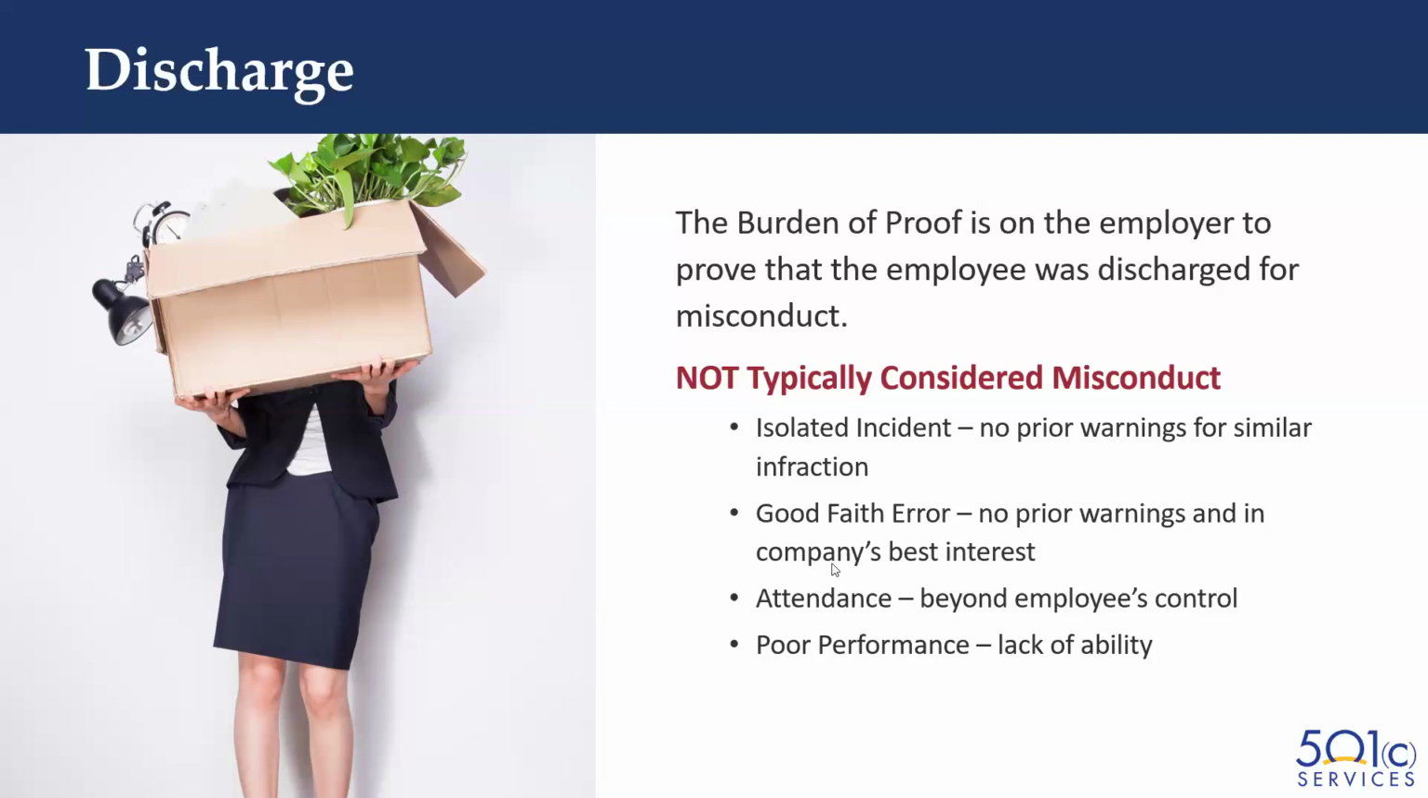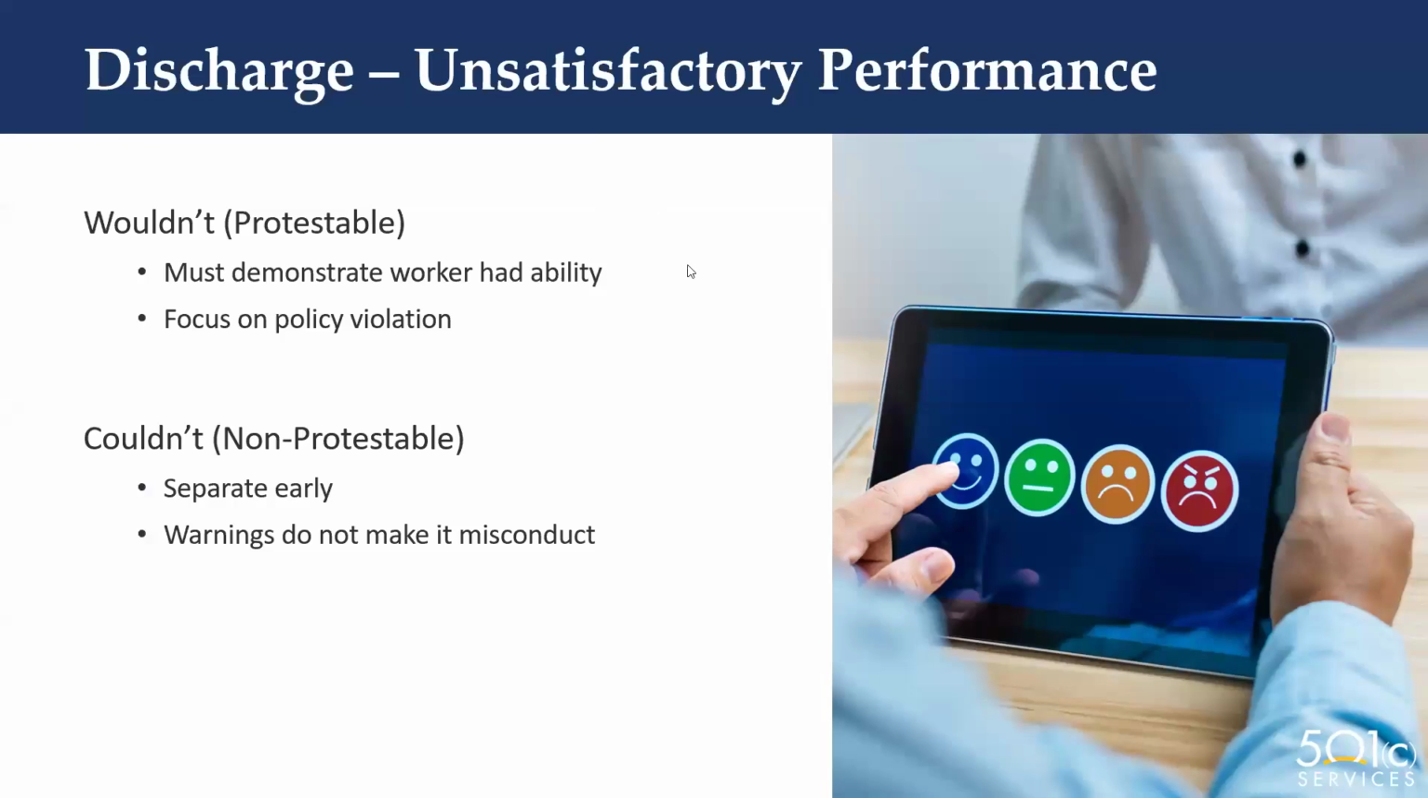The last one is poor performance. This one gets a slide all of its own. Okay, so one of the more confusing, if not controversial, separation issues surrounds a worker who is discharged due to poor performance issues. But an easy way to think about this is wouldn't versus couldn't. So the worker wouldn't do the job or the worker couldn't do the job.